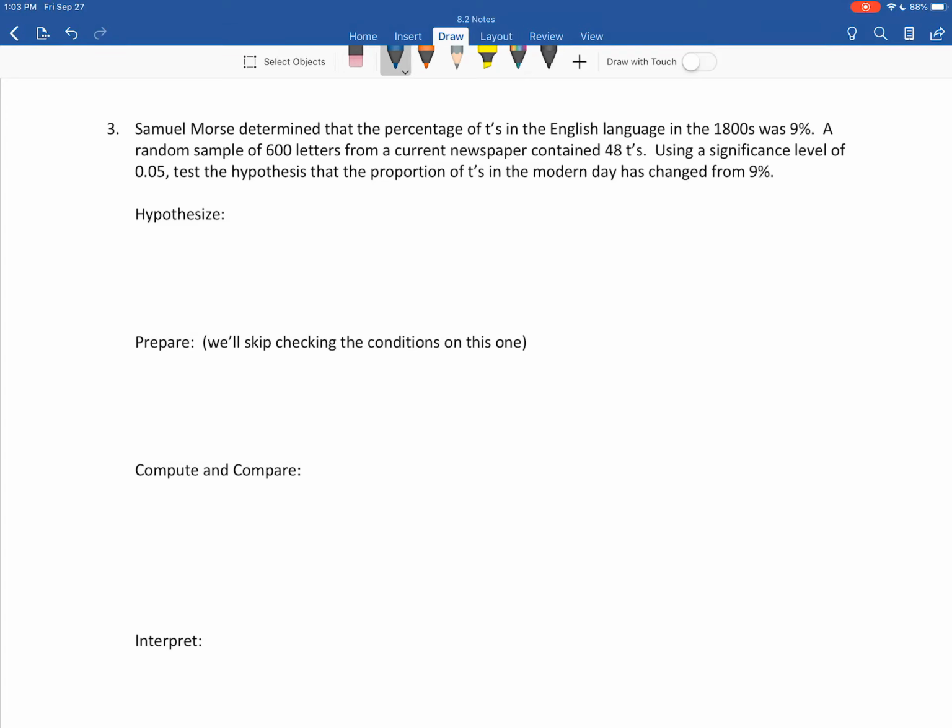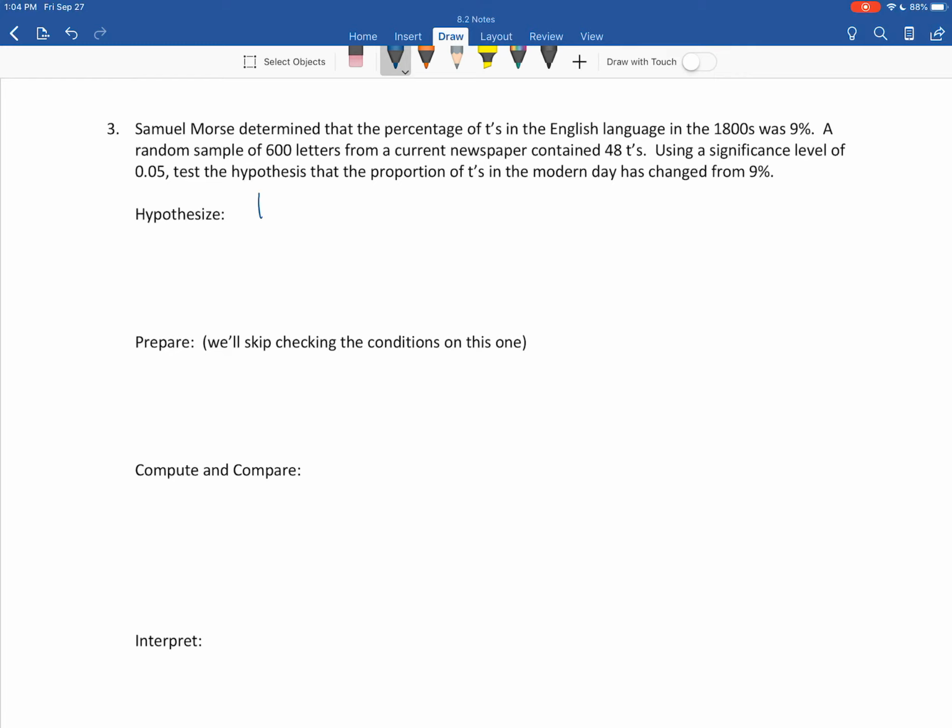Okay, this will be our last hypothesis example for section 8.2. So we have Samuel, we're going back to the Morse code stuff. He had determined that the percentage of T's in the English language in the 1800s was 9%. A random sample of 600 letters from a current newspaper contained 48 T's. Using a significance level of 0.05, we want to test the hypothesis that the proportion of T's in modern day has changed from what it used to be, the 9%.